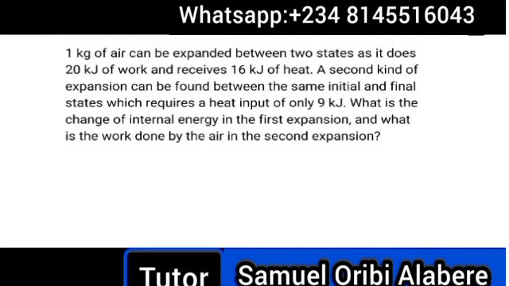The question, in other words, is simply telling us that in the first expansion it does 20 kilojoules of work and receives 16 kilojoules of heat, while in the second expansion it undergoes the same initial and final states but only requires a heat input of 9 kilojoules. So we should, number one, find the change of internal energy in the first expansion, and number two, find the work done by the air in the second expansion. So we're going to find two things: the internal energy and then the work done.